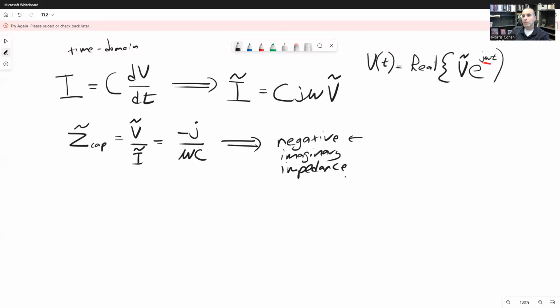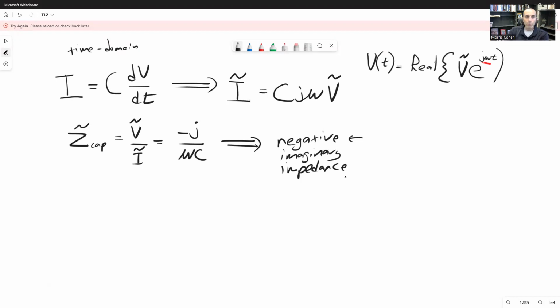What the negative j is going to do is imply a 90-degree phase shift between the voltage and the current. But apart from that, it doesn't really mean much else. So minus j means 90-degree phase shift, and the minus tells you which one is ahead of the other. There are a little more details in the notes about what a 90-degree phase shift between them means.